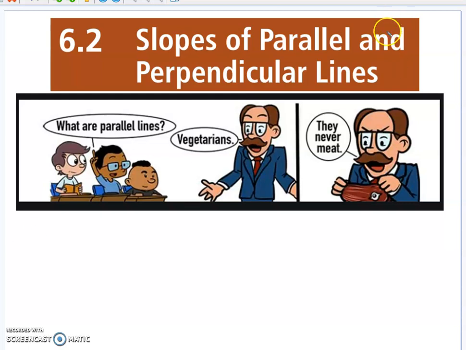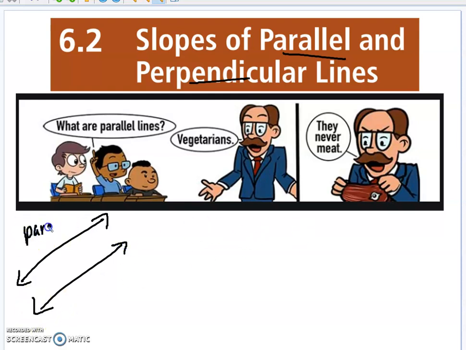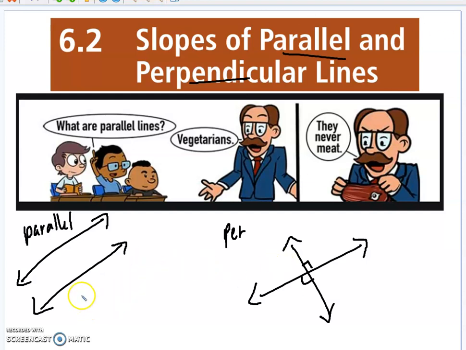So today we're going to be looking at slopes of parallel and perpendicular lines. A reminder, parallel lines are lines that never meet. And perpendicular lines are lines that meet, but they meet at exactly a 90-degree angle. So the whole goal of today is going to be, what is the relationship between the slopes of parallel lines and what is the relationship between the slopes of perpendicular lines?